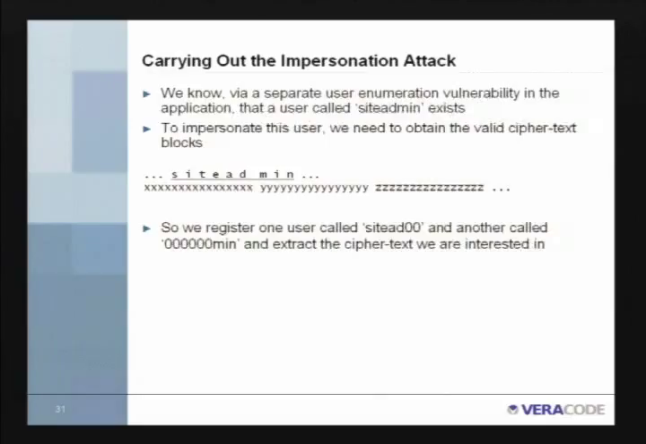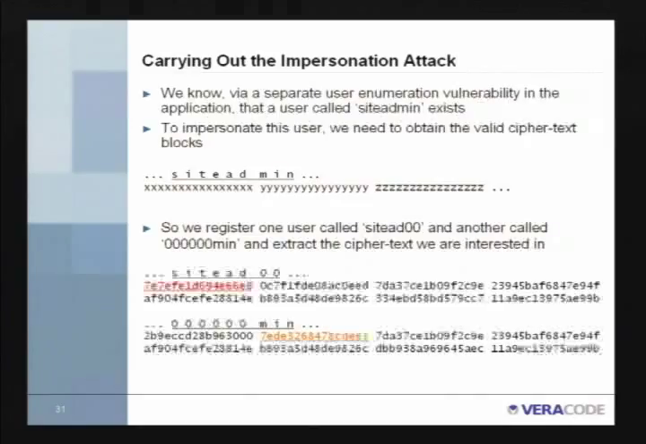Sorry, well no, because if you registered 6 C's and then siteadmin, the S would line up with the beginning of the second block rather than the first. So you need this first block that has the unknown bytes plus the first 6 letters. Yeah, exactly. So when we register those, that's what we get. You can see the blocks that we're interested in are highlighted. We want the siteAD block from that one, the MIN block from that one. The other stuff, who cares?